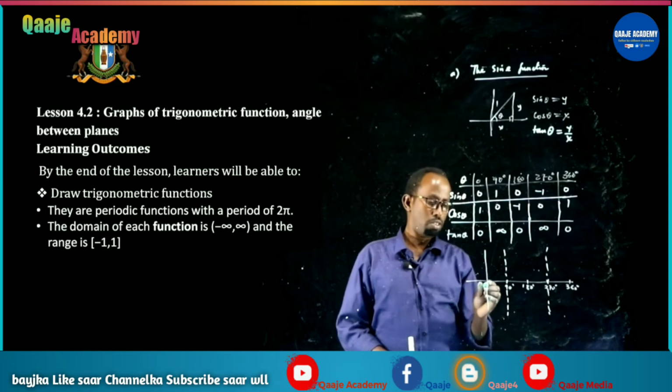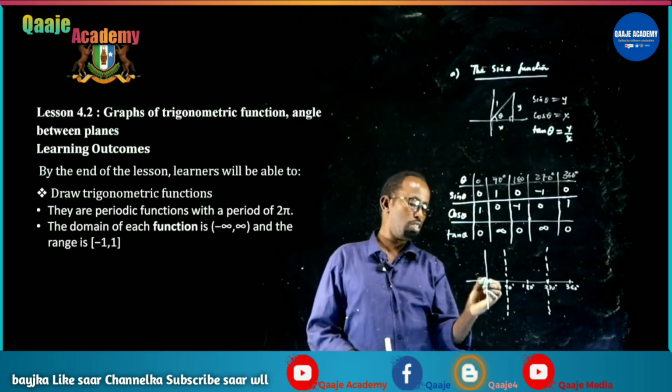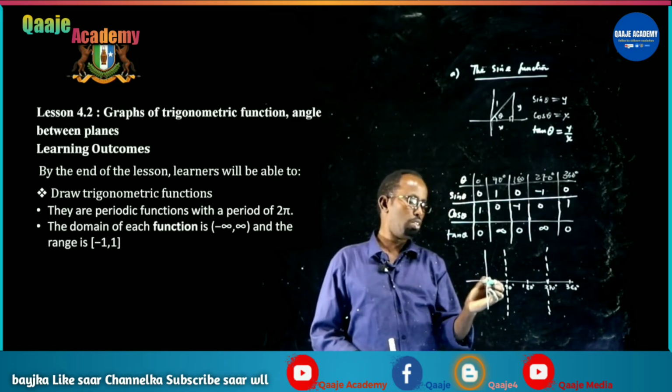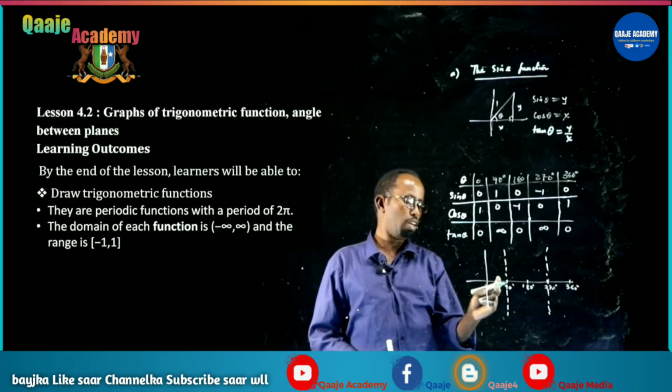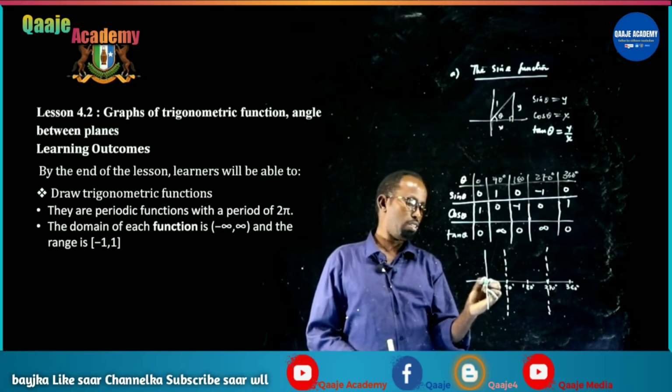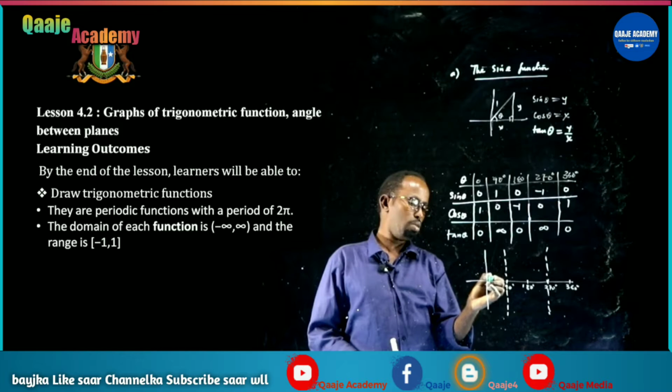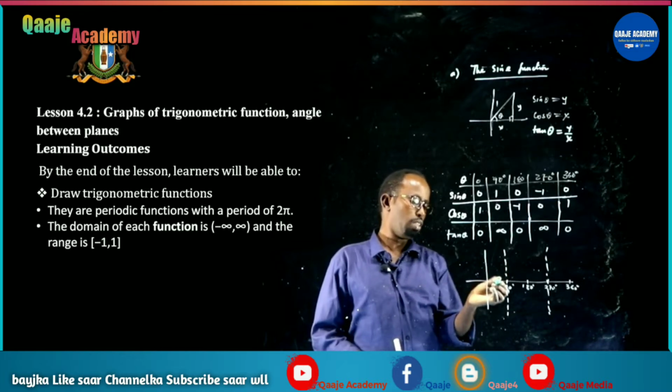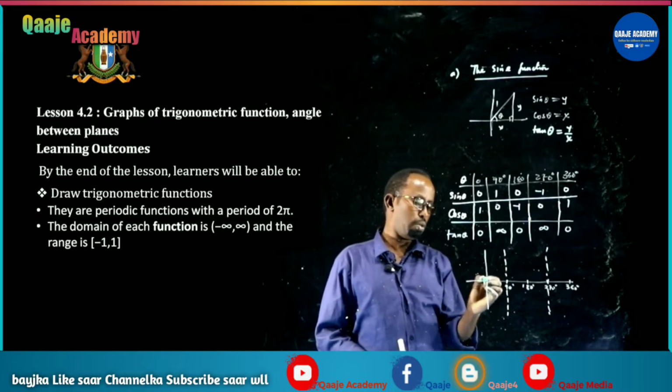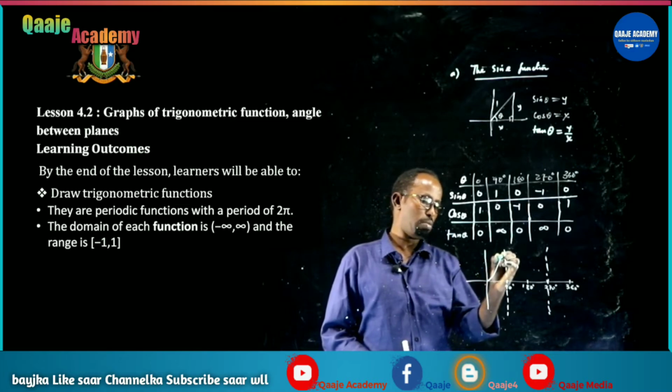Infinite. So tan of 0 is 0. Between 0 and 90 we have several angles. Tan 30 is 0.577. The next one is 45, tan 45 is 1. Then you get 1.73, and the graph goes up like that.